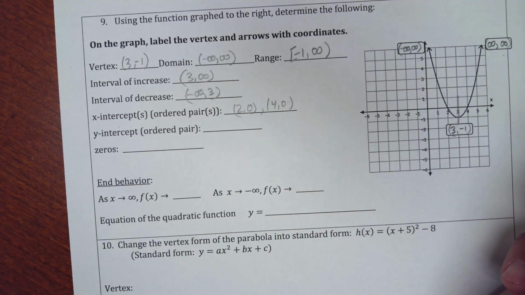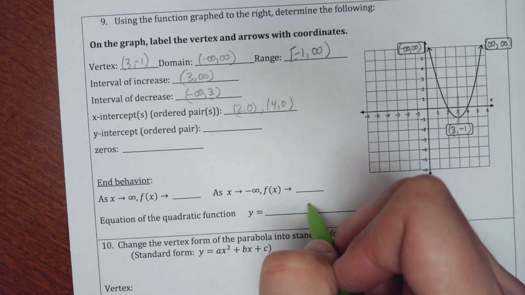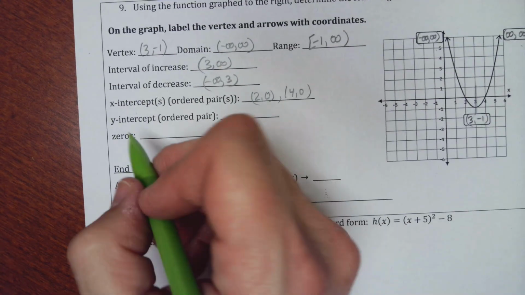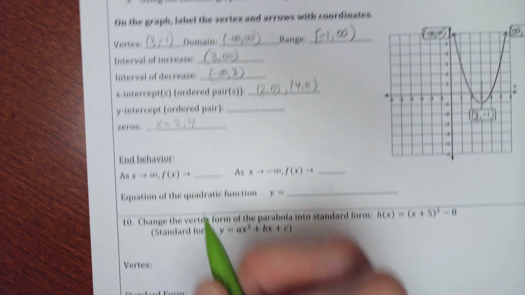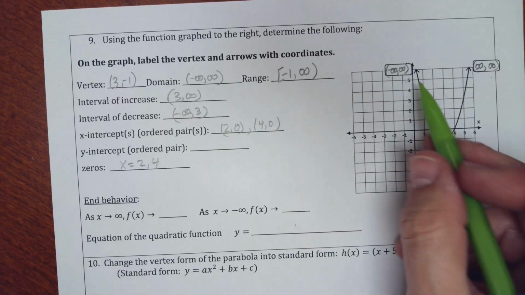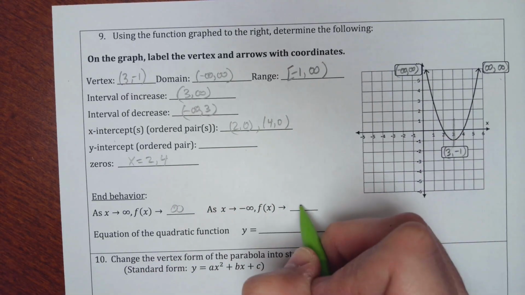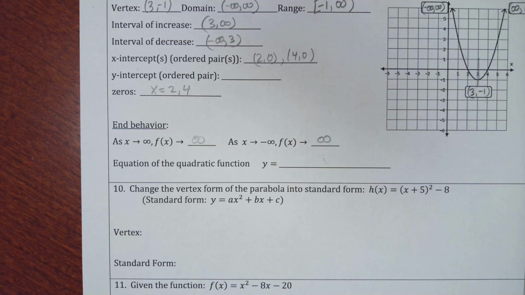Y-intercept, I can't really see the y-intercept, so we're going to get that later on after we do the equation. All right, the zeros, I got 2 and 4, so x equals 2 and 4. And behavior, both ends go up, so infinity, infinity. All right, my equation, let's see.